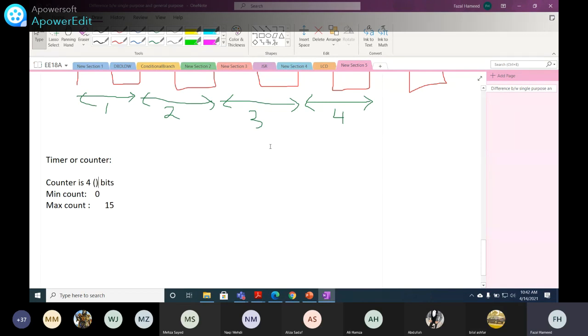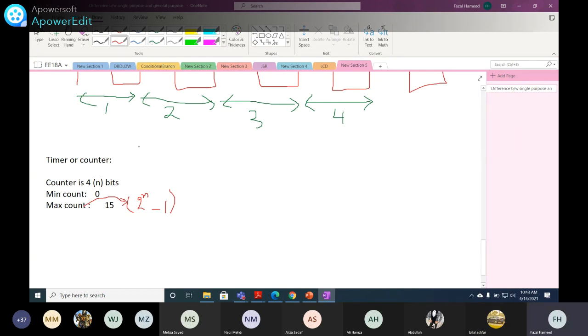Now let's assume the count is n bit. The minimum count is 0 for both. And what's the maximum count for n bits? It is 2 raised to power n minus 1. So this is the maximum count for n bit data.